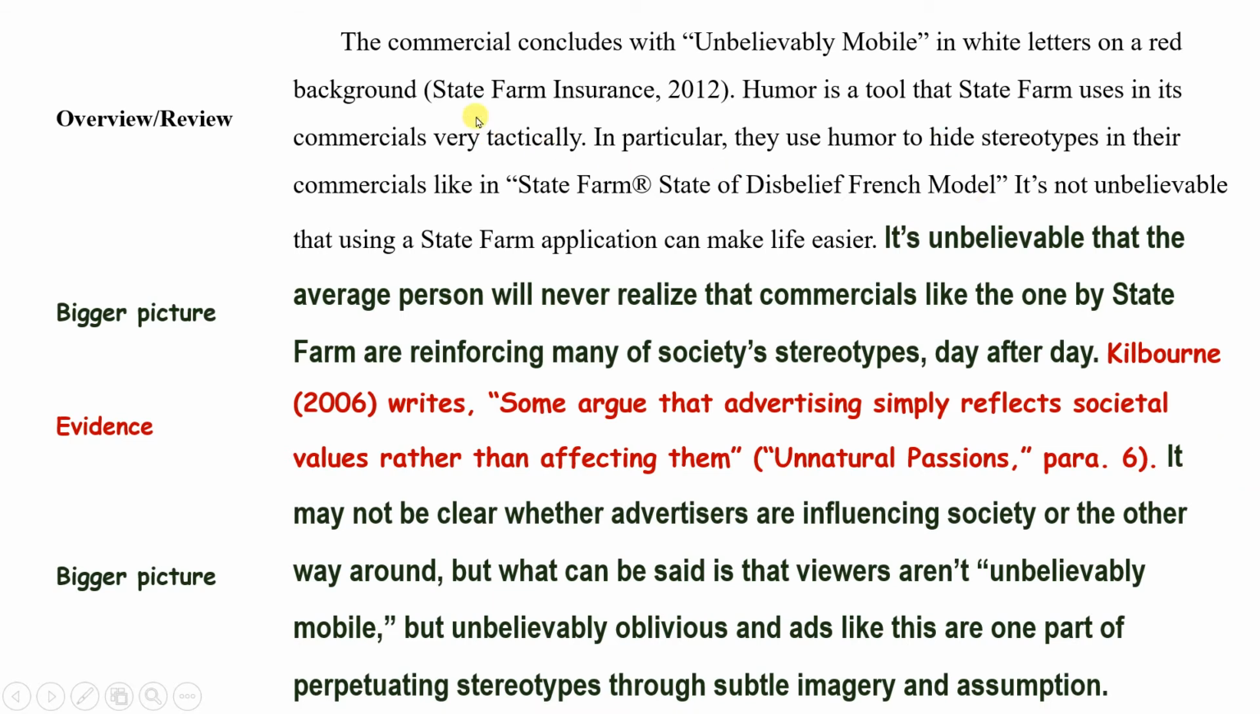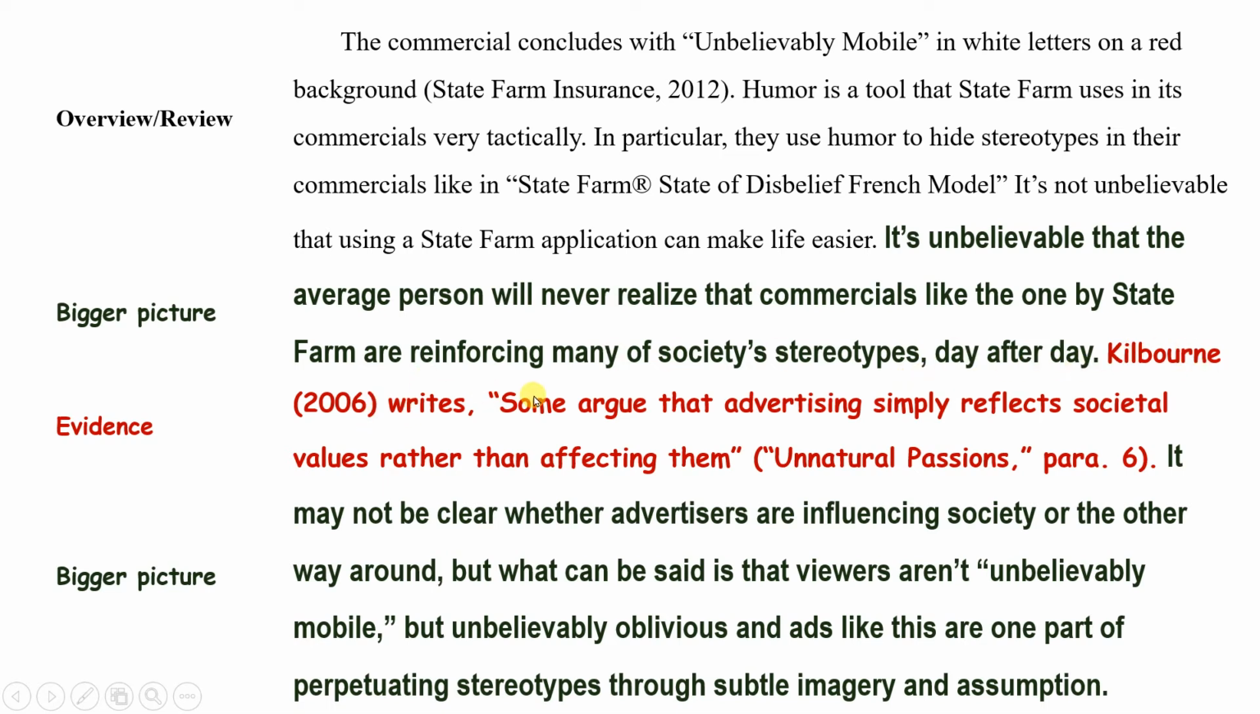Okay. The commercial concludes with "unbelievably mobile" in white letters on a red background. Humor is a tool that State Farm uses in its commercials very tactically. In particular, they use humor to hide stereotypes in commercials like State Farm's State of Disbelief French Model. It's not unbelievable that using a State Farm application can make life easier. It's unbelievable that the average person will never realize that commercials like the one by State Farm are reinforcing many of society's stereotypes day after day.